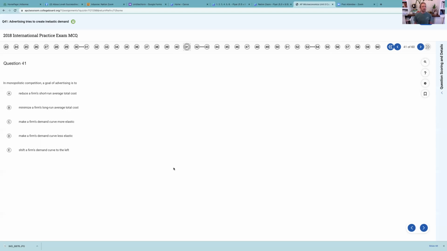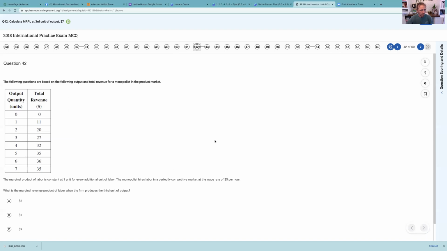C says make a firm's demand curve more elastic. You don't want your customers to be more sensitive to price. D says make a firm's demand curve less elastic. That's it. And you definitely don't want your firm's demand curve to shift to the left. So your answer is D. You want the demand for your product to be less elastic or more inelastic.